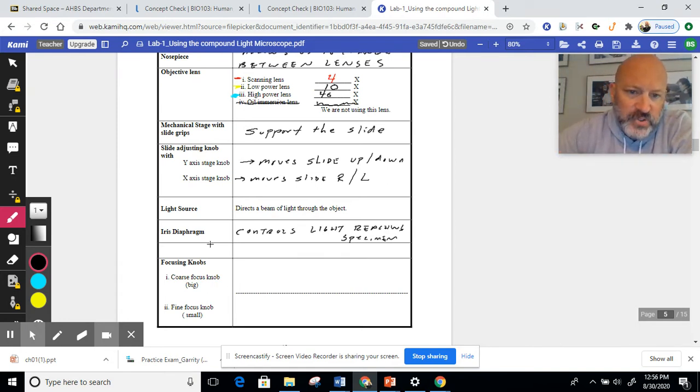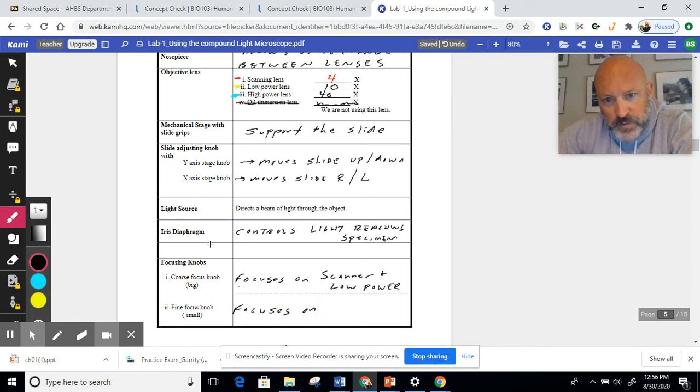And then we have those knobs for focusing. The outer one, the bigger one, is for focusing on scanner lens and low power. So the red lens, 4x, and the low power yellow lens, 10x. Where the inner one, the smaller knob, is the knob that we use for focusing on high power. All right.